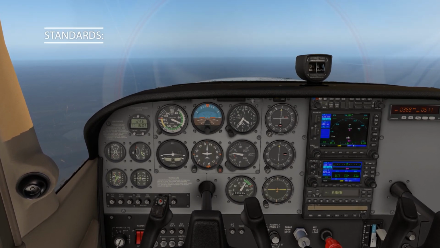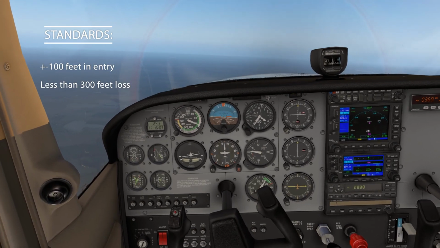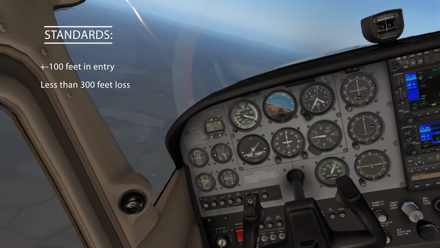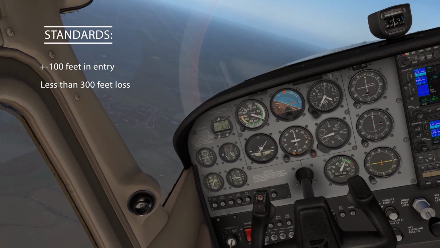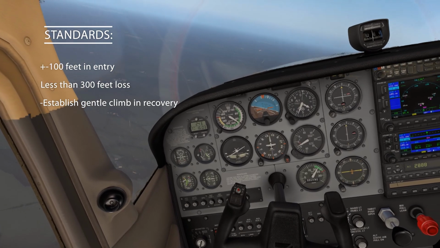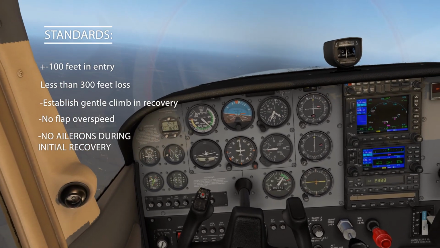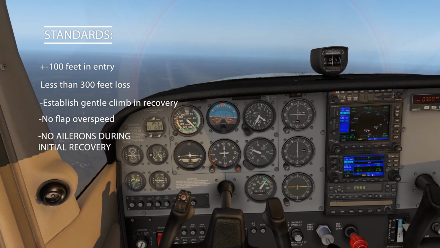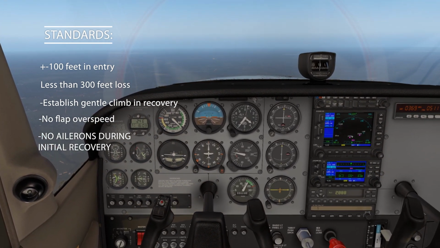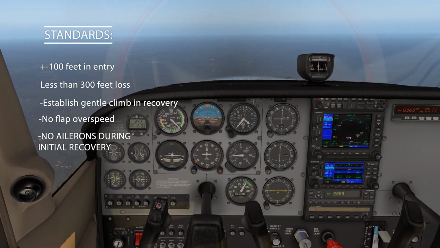The standards at which we will perform this exercise are strict: altitude in the entry plus or minus 100 feet, recovery with less than 300 feet loss, set the airplane in a climb during the recovery, no flaps overspeed, and no ailerons used during the initial stage of the recovery if there is a wing drop. The procedure described in this video should be strictly applied for a safe and efficient way to practice stalls.